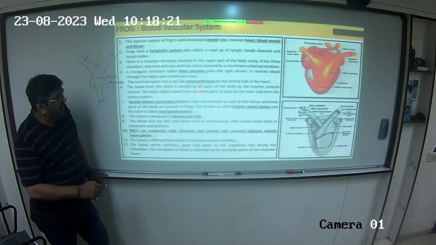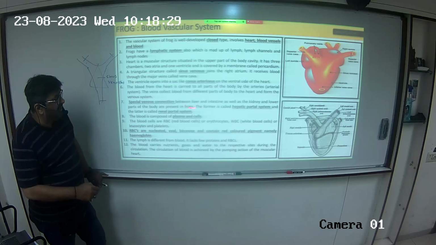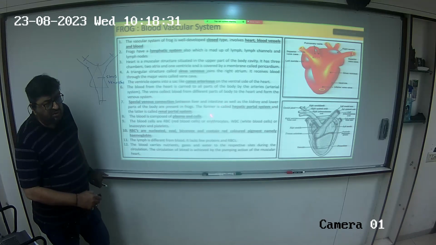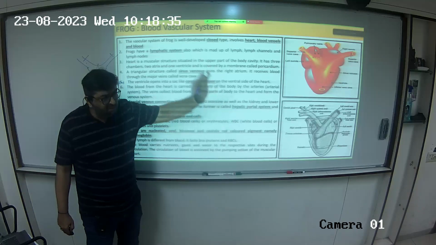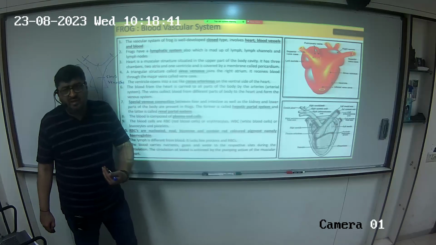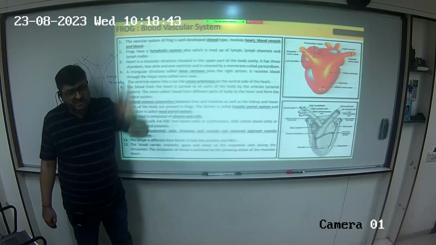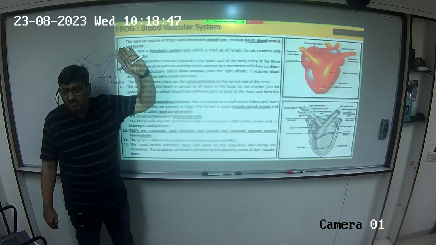Blood from the heart is carried to all parts of the body by arteries. The veins collect blood from different parts of the body to the heart and form the venous system. A special venous connection between the liver and intestine is the hepatic portal system. I am sure sir must have mentioned the portal system while digestion was done. What is the work of veins? The work of veins is to collect blood and go straight to the heart. That is the role of the veins.